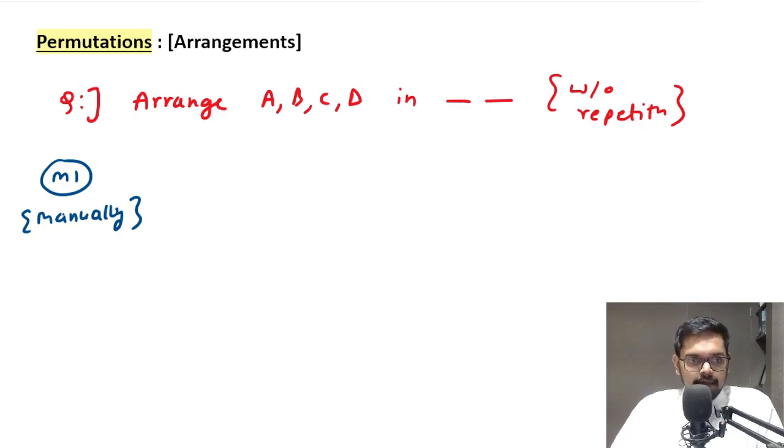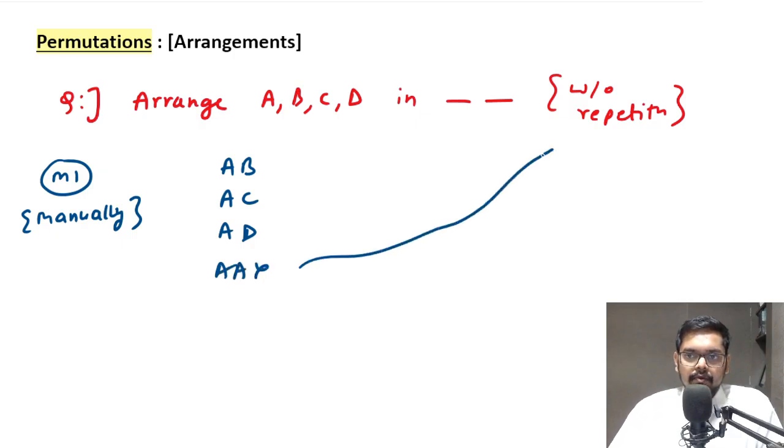I know it's a time-taking process, but still I will do it just for fun. So, two-letter words from the letters ABCD. I can start with A, then I can say AB, AC, AD. Remember, AA is not allowed. Why? Because without repetition is going on, right? So only 3 starting with A.